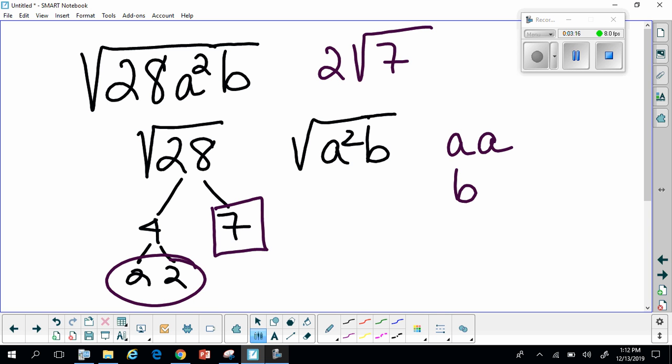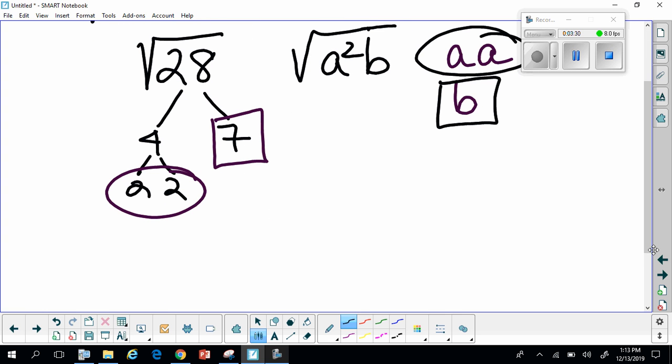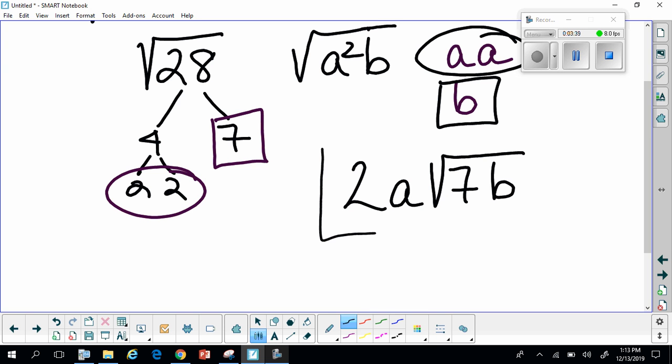Okay, obviously a has a pair, so I'm going to go ahead and circle it. One of the pair gets to go outside, whereas this b has to stay under the root sign because it is all by itself. Therefore, our final answer for this would be 2a root 7b. And that would be your final answer to this.